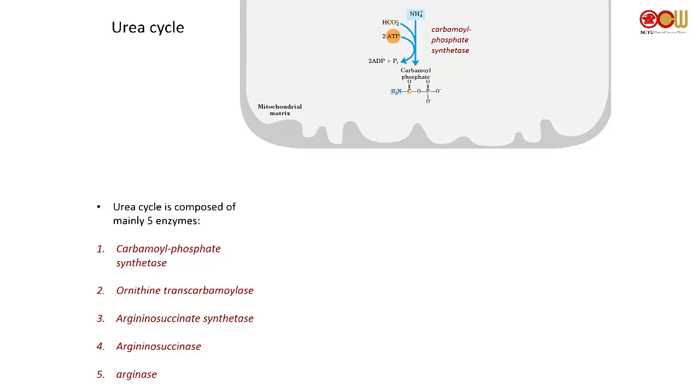Now, the urea cycle is composed of mainly 5 enzymes. They are called carbamoyl phosphate synthetase, ornithine transcarbamylase, argininosuccinate synthetase, argininosuccinase, and arginase, okay? Remember these 5 enzymes, okay? Now, let's start from the beginning, okay?